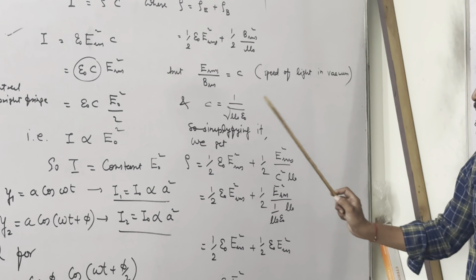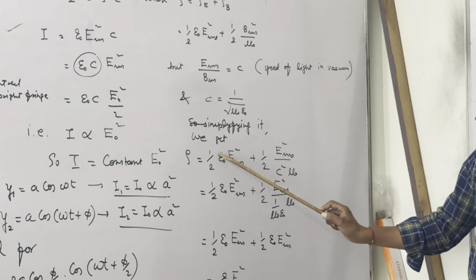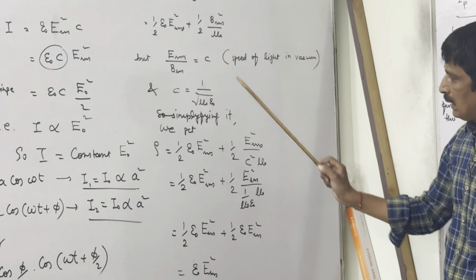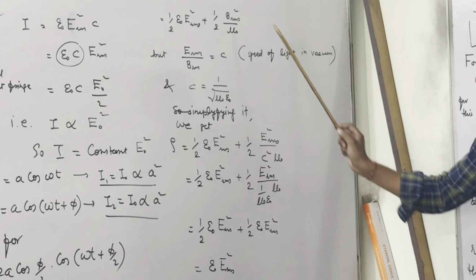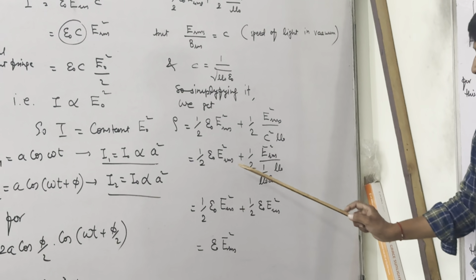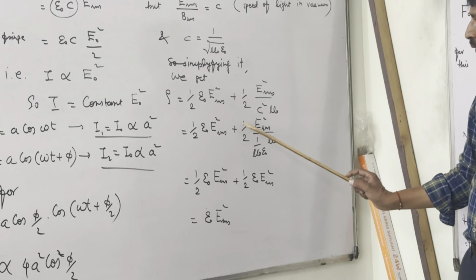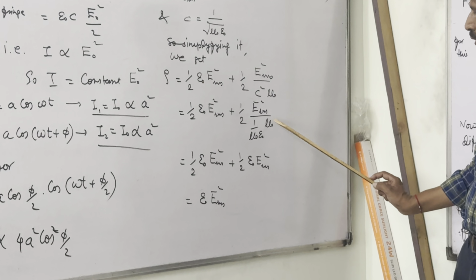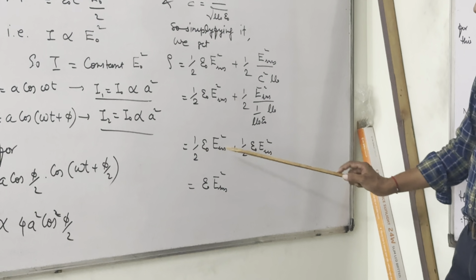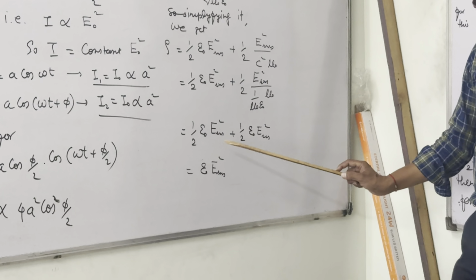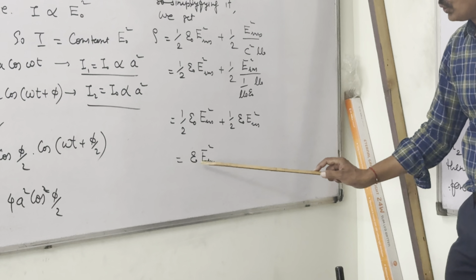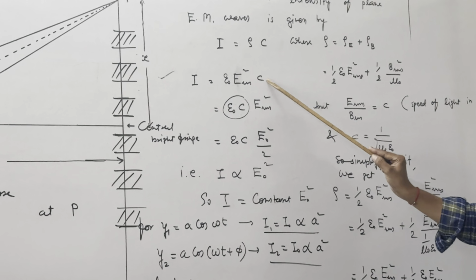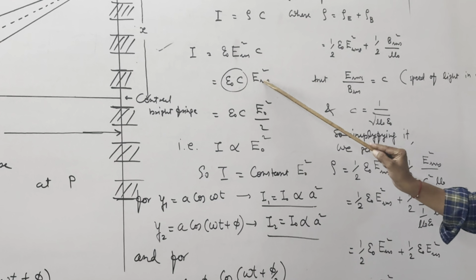So simplifying it, we get half epsilon naught E RMS square. B RMS is replaced by E RMS by c, so half E RMS square by c square mu naught. Half epsilon naught E RMS square, half E RMS square, c square is replaced by 1 upon mu naught epsilon naught into mu naught. Mu naught cancels out. So at last we get energy density is epsilon naught E RMS square. So I is epsilon naught E RMS square into c, that is, epsilon naught c E RMS square.